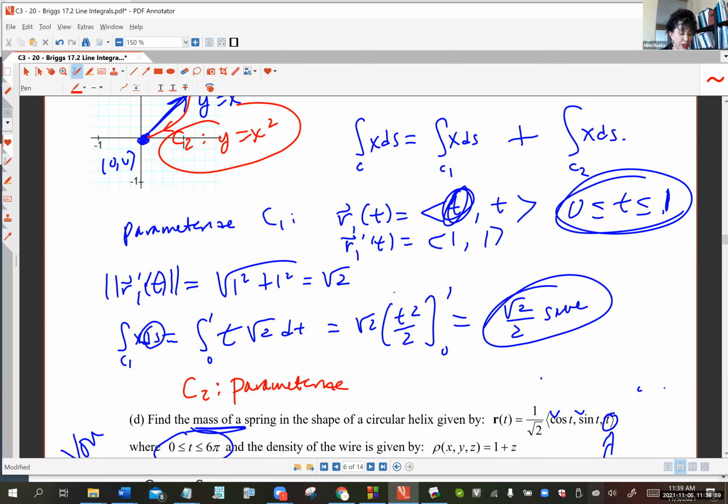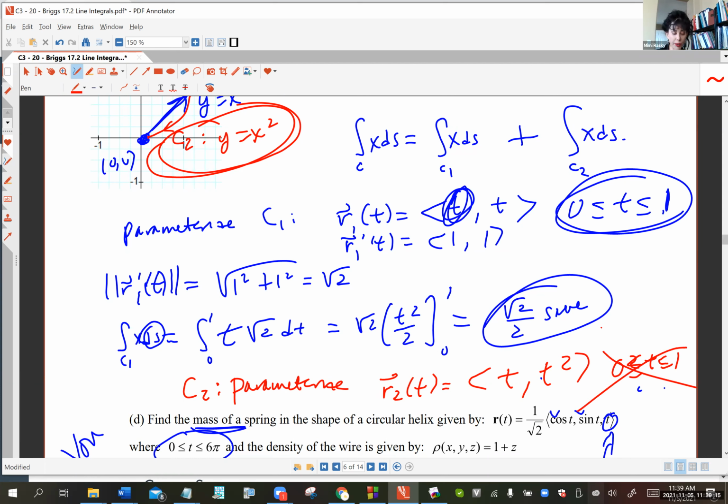So here's what you're not going to want to do. You're not going to go, oh, we have a function of x, so I'll call this R2 of t. Let's just let x be t, and then y is t squared, and then t will go between 0 and 1. No, this won't work.